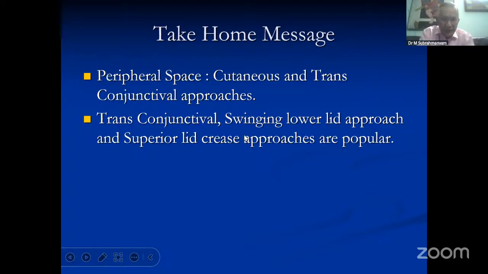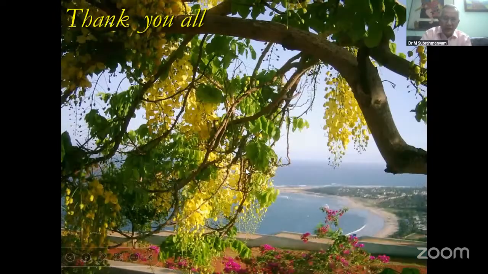For the peripheral space, you have both cutaneous and transconjunctival approaches. Transconjunctival approaches are preferred because they don't give a scar. The transconjunctival and swinging lower lid approach and superior eyebrow approach are popular because they give adequate space and there is no visible scar. Thank you all.